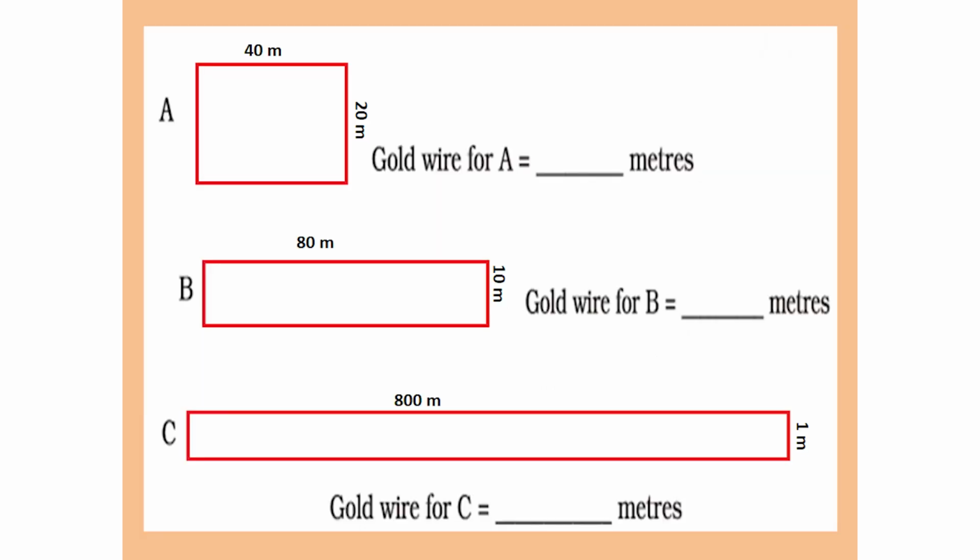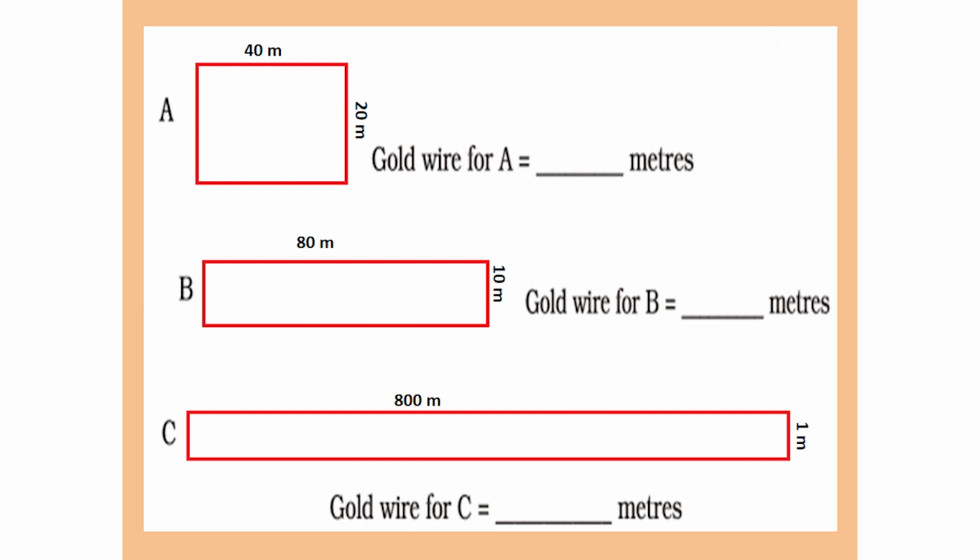Anar tried many different ways to make a boundary for 800 square meters of land. He made rectangles A, B and C of different sizes. Find out the length of the boundary of each. How much gold wire will he get for this rectangle? Rectangle A: 40 meter into 20 meter. Rectangle B: 80 meter into 10 meter. Rectangle C: 800 meter into 1 meter.